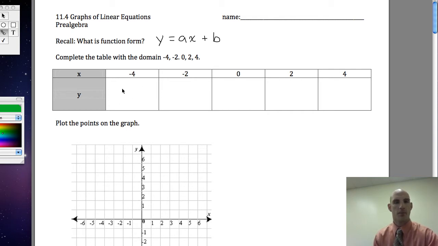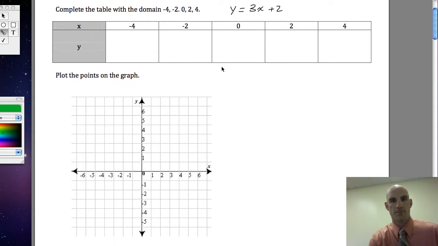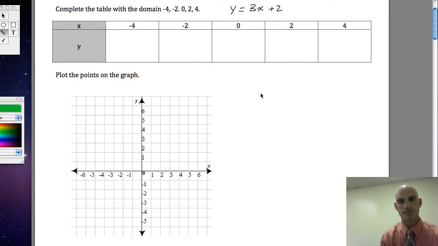So if I'm going to try to complete this table with the domain -4, -2, 0, 2, 4 and plot the points on a graph, I need to know what the function is. And the function is going to be y equals, notice it must be in function form, 3x plus 2, because it's y equals. And so I'm going to plot these points after I find them.